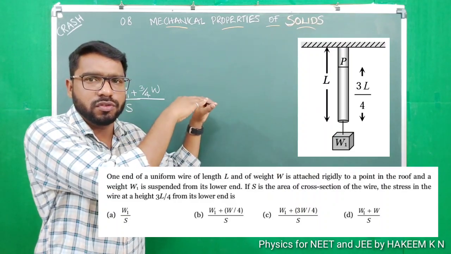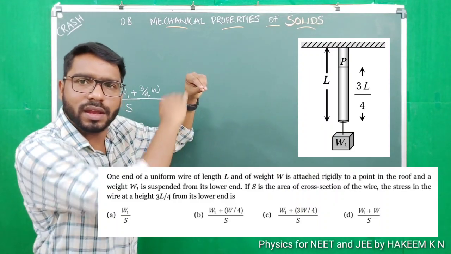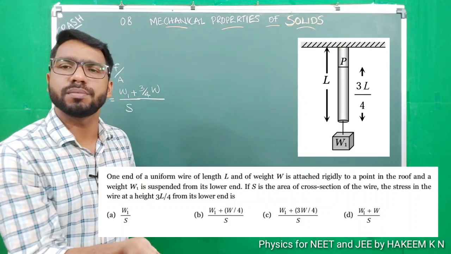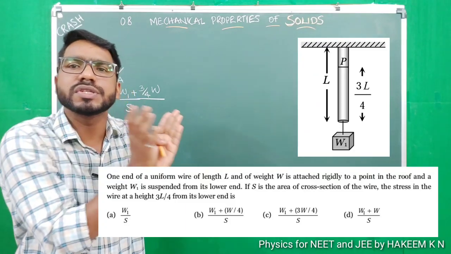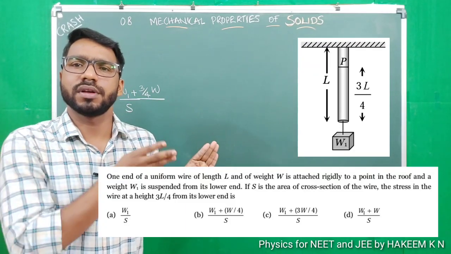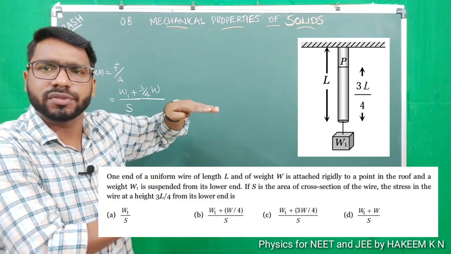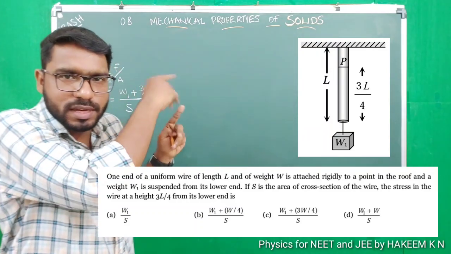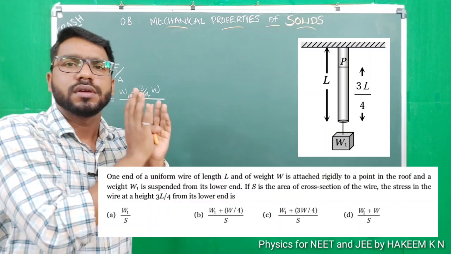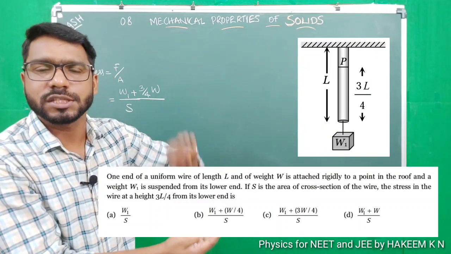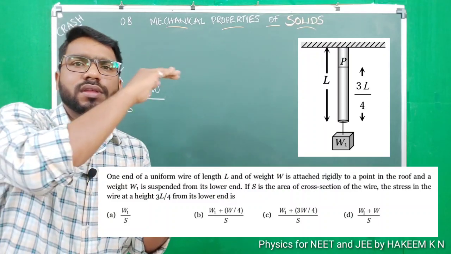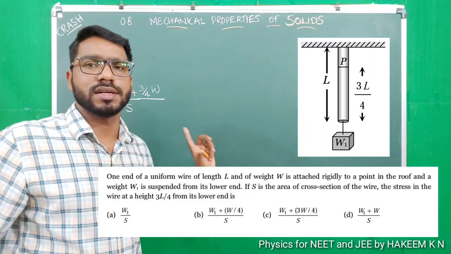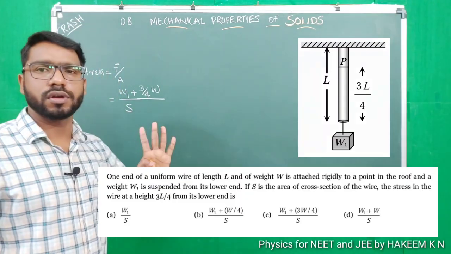Why? The length 3L by 4 hangs from that point and the total weight is W. For a uniform rod, the weight is also uniformly distributed, so we can say the weight of 3L by 4 is equal to 3W by 4. So the total force acting at the point is W1 plus 3W by 4, the weight suspended plus 3 by 4th of the weight of the rod, divided by the area S. Option 4 is the right answer.